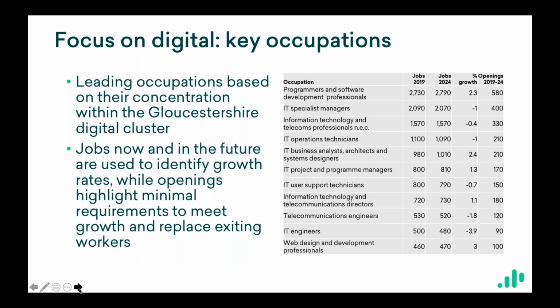So those tasks are performed by occupations, and so what we've drawn out here are, I think it's about 10 or 11 occupations that are most critical to the digital cluster within Gloucestershire. So these are the ones that are concentrated most within that cluster compared to the wider economy. And unsurprisingly, the largest of them is programmers and software developers with 2,700 jobs. Not a lot of growth there, reflecting that the overall outlook is quite flat on our projection.